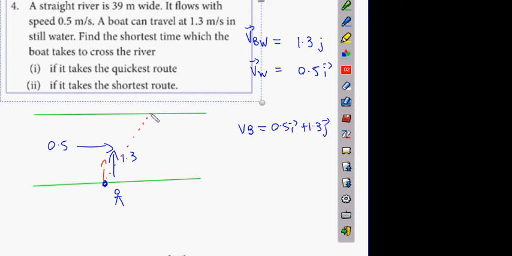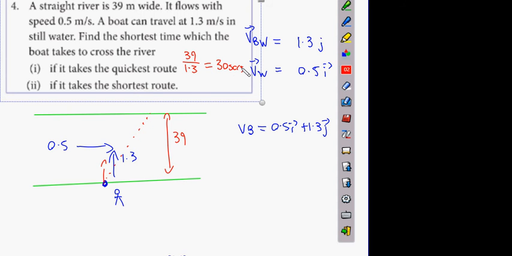Now, it's a very easy question. I just had to give you a bit more language than you need at this point in time. All you need to do is, it's 39 meters across, and 39 is going to get divided by 1.3, because 1.3 is the velocity going straight up. So 39 divided by 1.3? 30. So it's going to take 30 seconds.